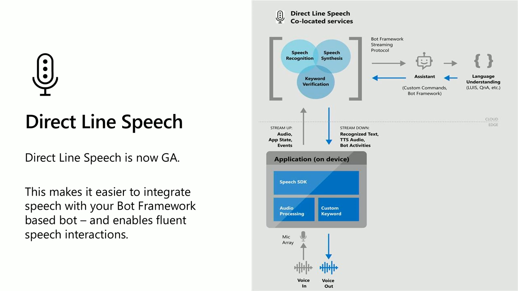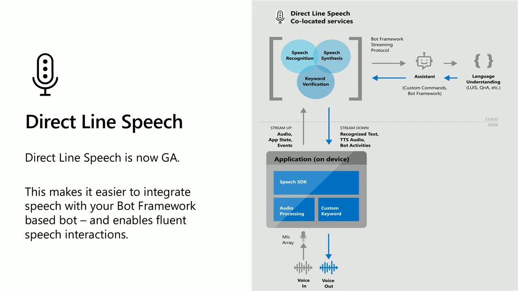So as you can see on this diagram here, through the speech SDK, we can take audio in from a microphone, and then in the channel, we do things like speech recognition and keyword verification for you. The result is automatically passed onto the assistant, where it uses language understanding to derive intent and entities. And then when the response comes back from the bot, we automatically do speech synthesis for it as well. And so this makes it easy.